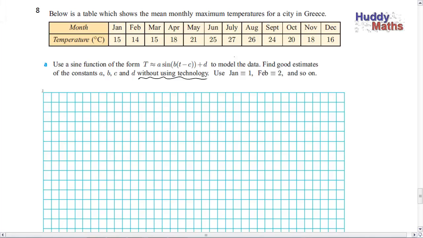Well, with modelling of this type by hand, it's fairly rough. We want to ascertain first of all the maximum. Okay, what's the maximum? Let's go along here and we see it's in the month of July, 7th month, and the maximum is 27. The minimum here, so this is Northern Hemisphere, right? Greece, see that?